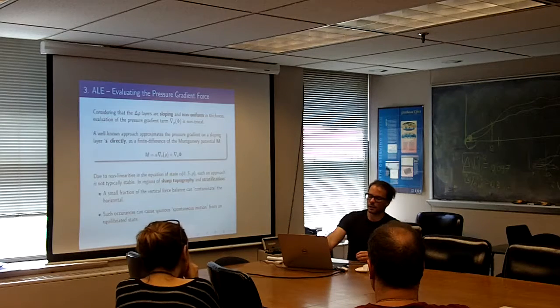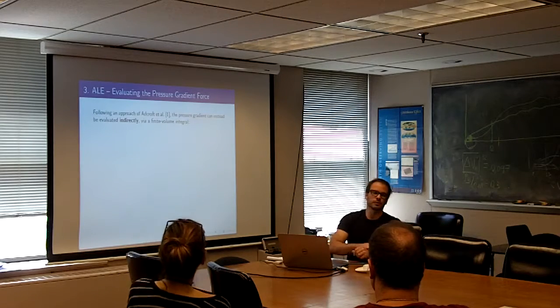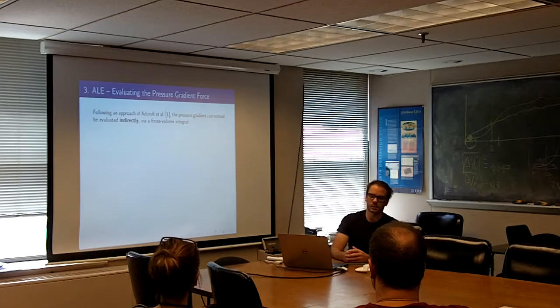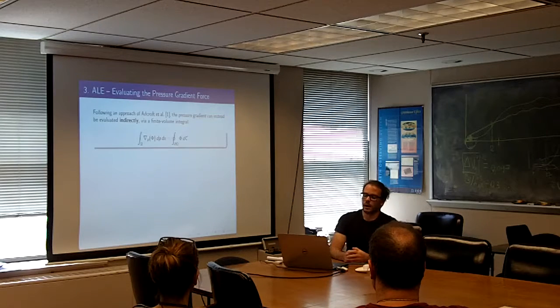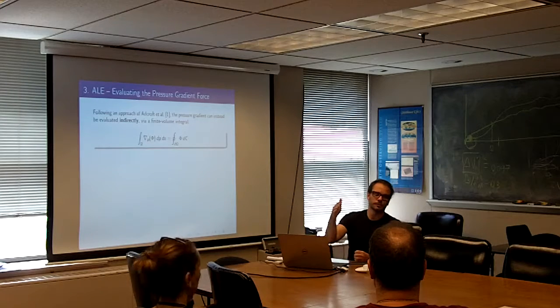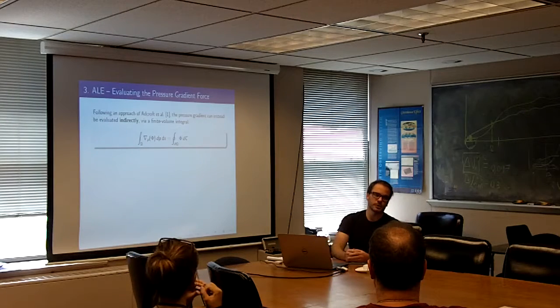So instead of that, we're trying to stick with the finite volume framework, extending some work that was done by Adcroft and some of his colleagues at GFDL, to instead evaluate the pressure gradient term via a finite volume integral. So rather than trying to approximate the differential operator, we instead turn it into a contour integral. The pressure gradient then is the integral around the exterior of the finite volume, where we're integrating the geopotential.